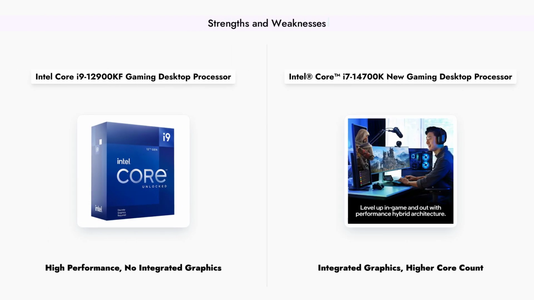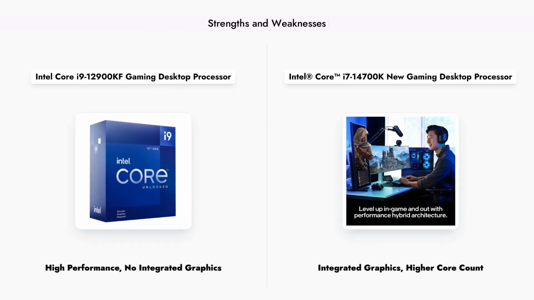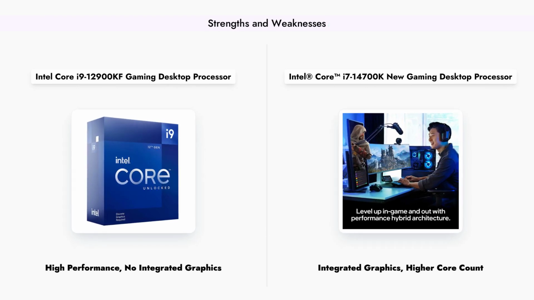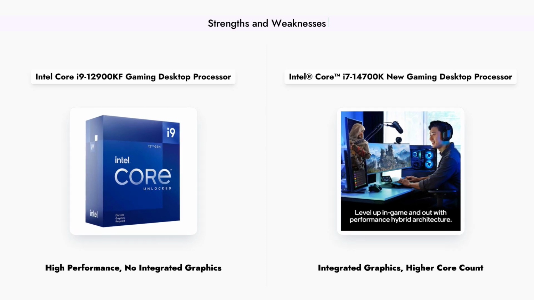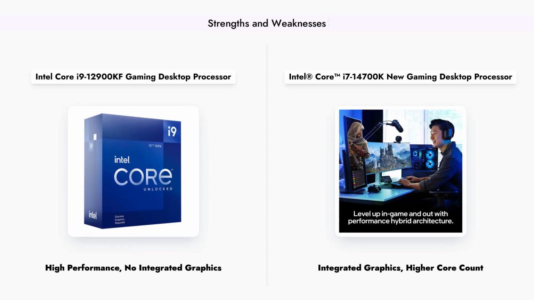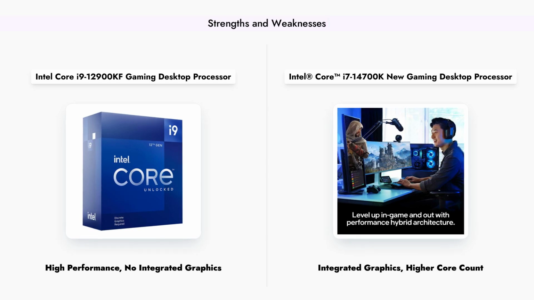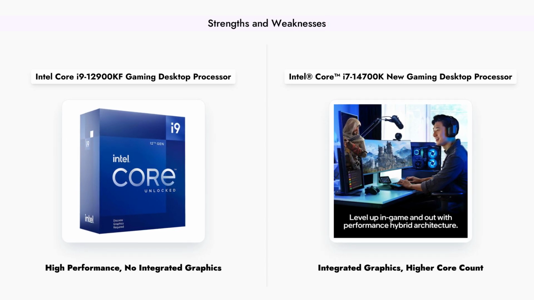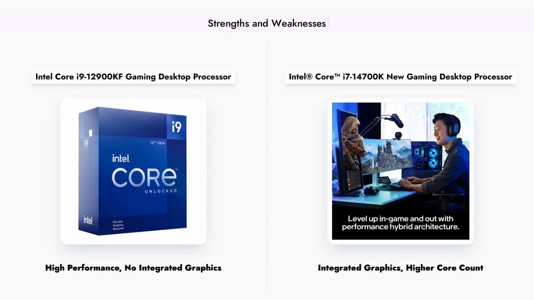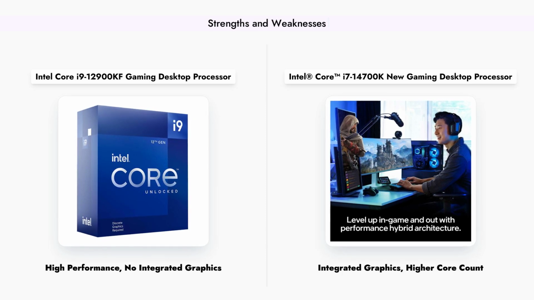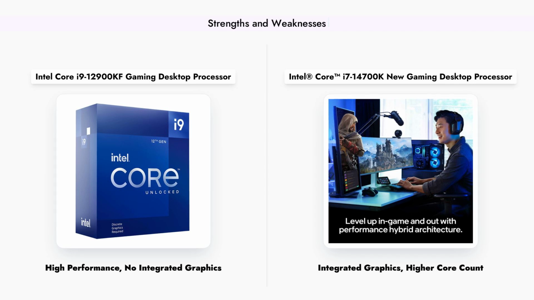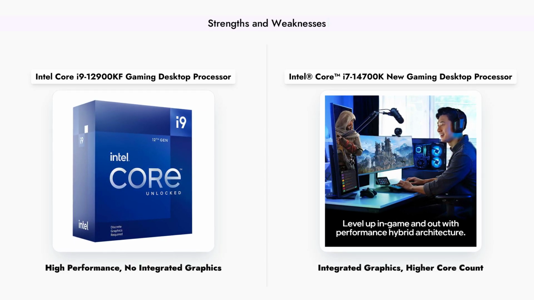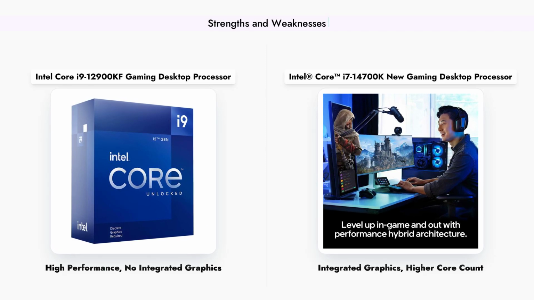The i9-12900K is known for its excellent gaming performance and high clock speeds, making it a great choice for gamers who prioritize raw power. However, it lacks integrated graphics, which can be a drawback for users who do not have a dedicated GPU. On the other hand, the i7-14700K offers a higher core count and integrated graphics, providing a more balanced solution for multitasking and basic functionality without a dedicated GPU. However, it may run hotter under heavy loads.